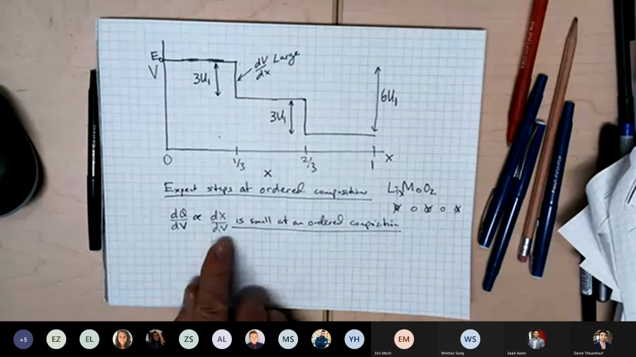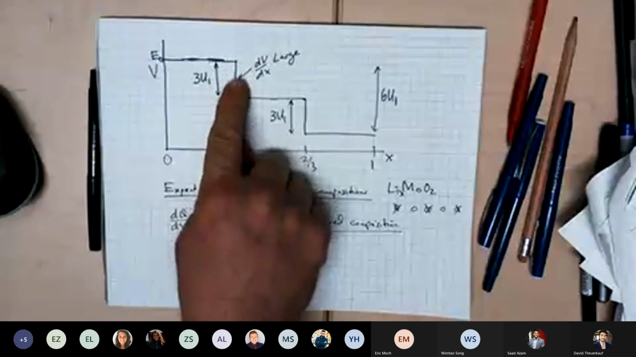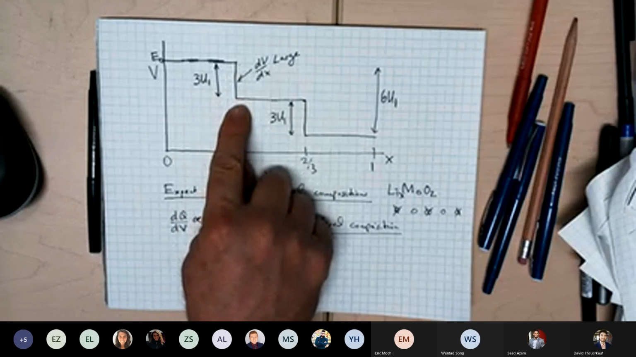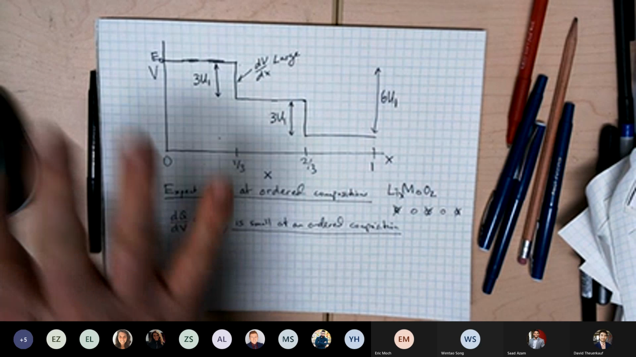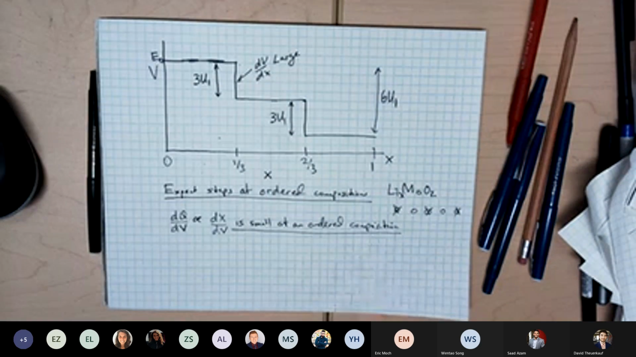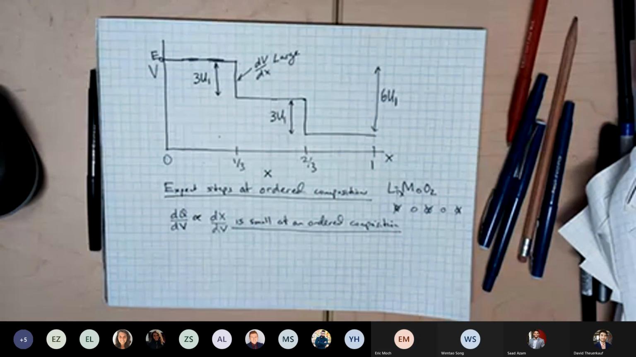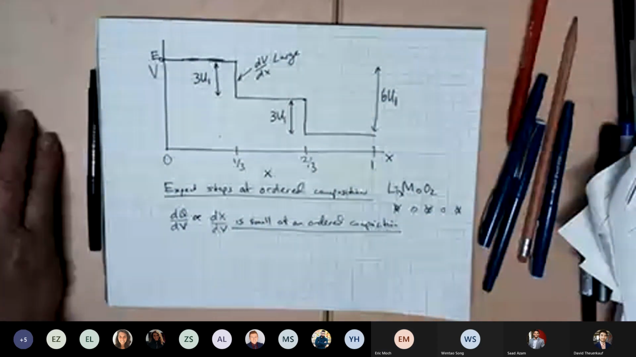Okay, where's the ordered state? What happens at an ordered state? Do you see a big voltage drop or do you see a plateau? And what do you see in differential capacity? Do you see a peak or do you see a small minimum at an ordered composition? It should go through a minimum. There should be a minimum at an ordered composition.